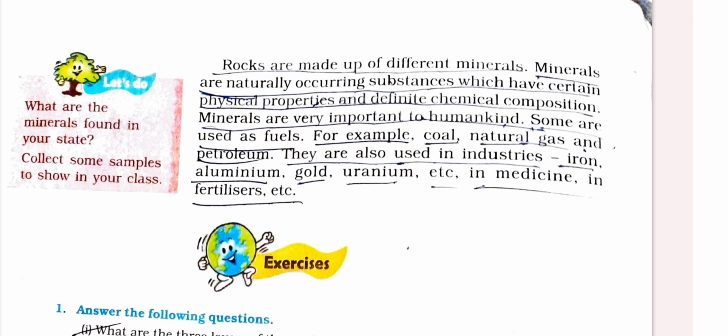Minerals are naturally occurring substances which have certain physical properties and a definite chemical composition. A mineral is a natural substance.